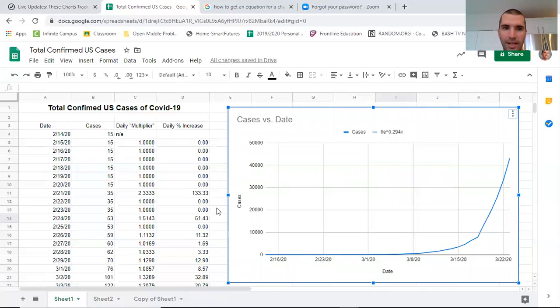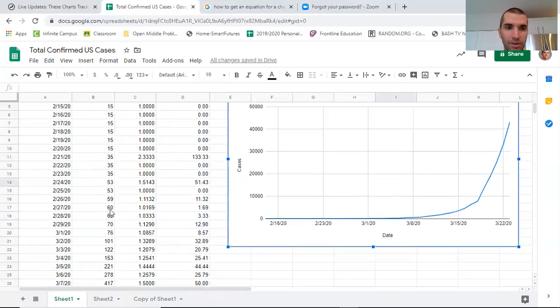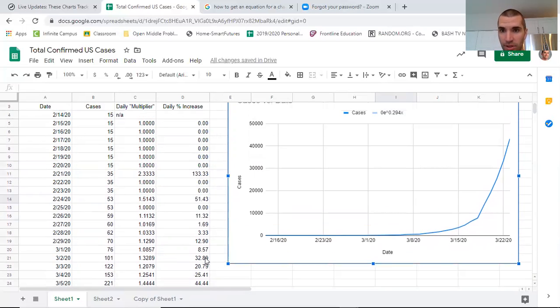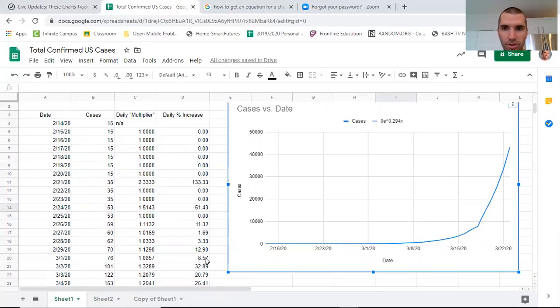If you want to look at how it's more recently increasing, then make a new chart and start highlighting newer days. Maybe if you just want to look at the increase since March 1st, highlight March 1st all the way down the dates and the cases. You can then do the trendline and see how that percent has changed.